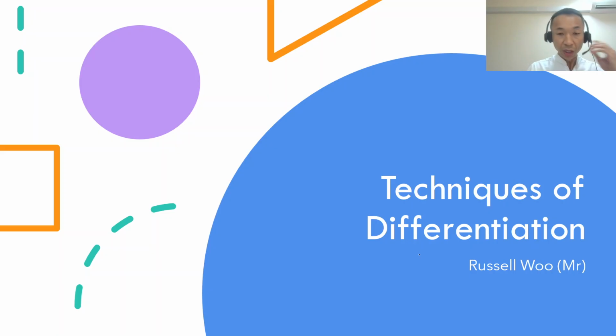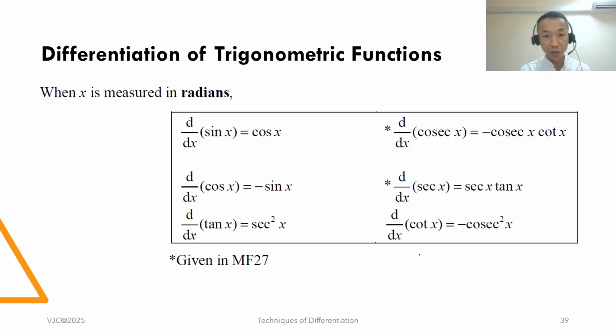In this section, we're going to deal with differentiation of trigonometric functions, some of which you have dealt with at secondary school. I just want to stress this: in order for you to apply all these formulas, x must be in radians. That's why we always emphasize, for calculus, and basically differentiation and integration, you always use radians.